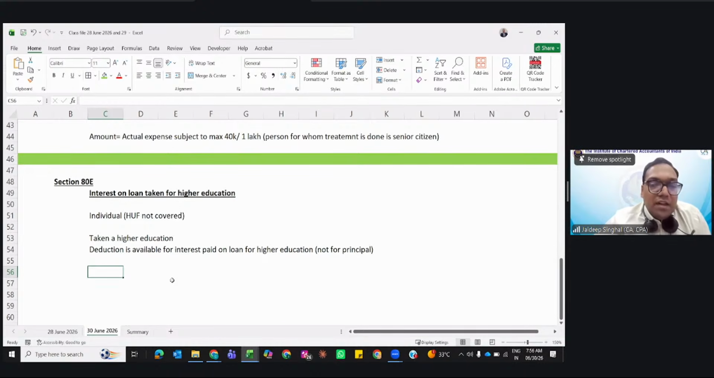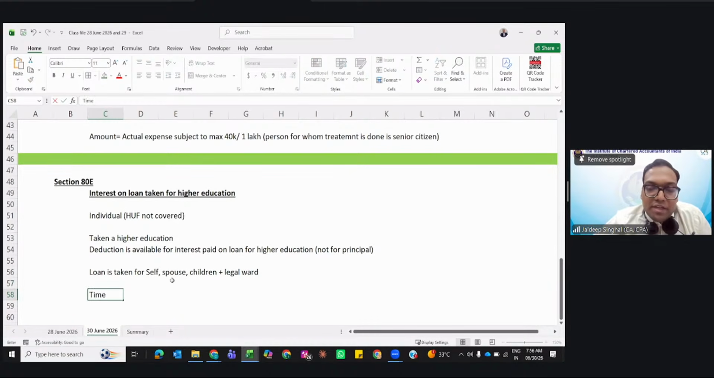Now, if you repay the loan, whatever interest you pay, that you will claim as deduction. The loan is taken for self plus relatives. They use the word self plus relatives, then they define the relatives. I can write it directly. Self, spouse, children, or legal guardian, or for whom you are the legal ward.